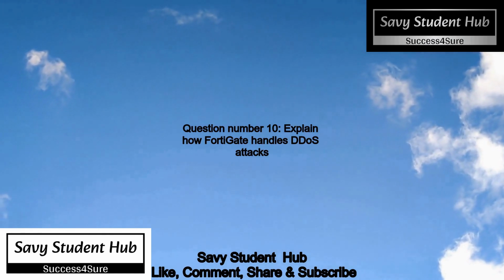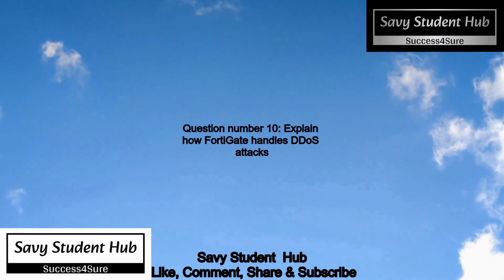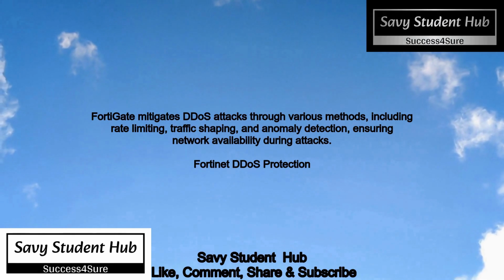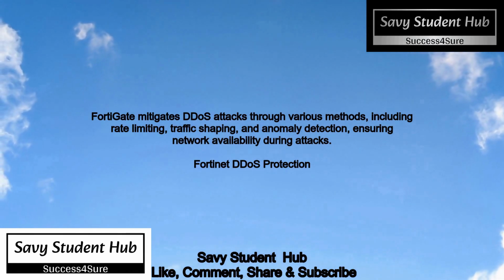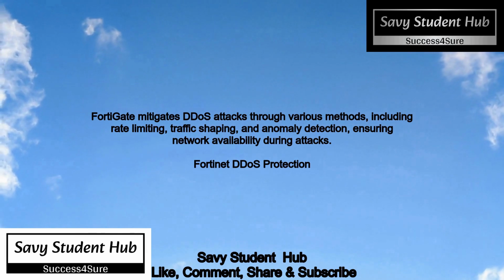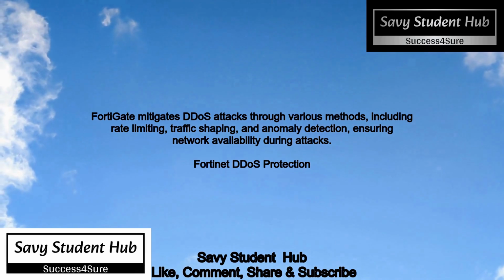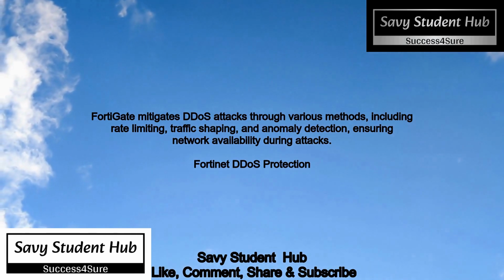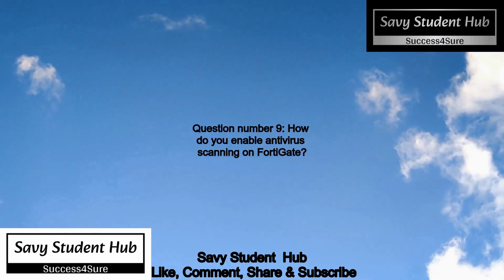Question number 10. Explain how FortiGate handles DDoS attacks. FortiGate mitigates DDoS attacks through various methods, including rate limiting, traffic shaping, and anomaly detection, ensuring network availability during attacks.